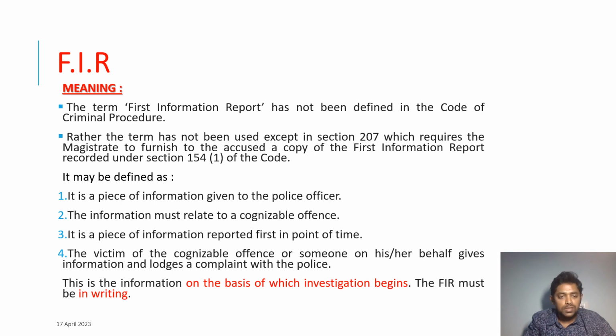It may be defined as a piece of information given to the police officer. The information must relate to the cognizable offense. It is a piece of information reported first in point of time. The victim of the cognizable offense or someone on his or her behalf gives information and lodges a complaint with the police. This is the information on the basis of which investigation begins. The FIR must be in writing.